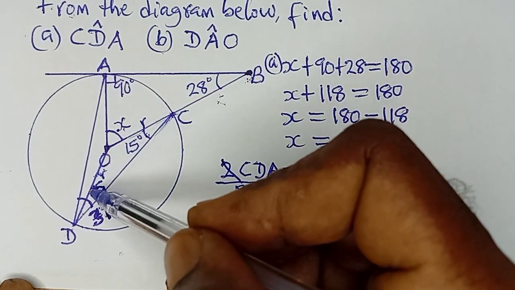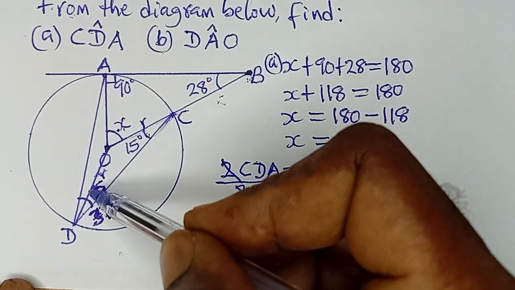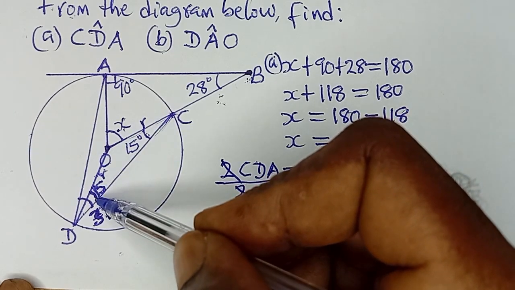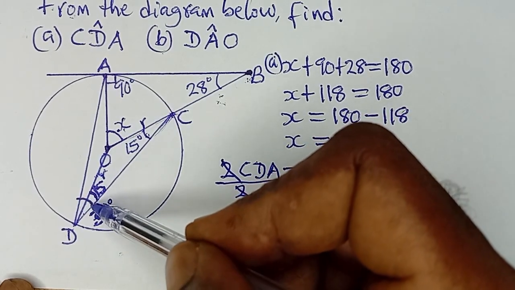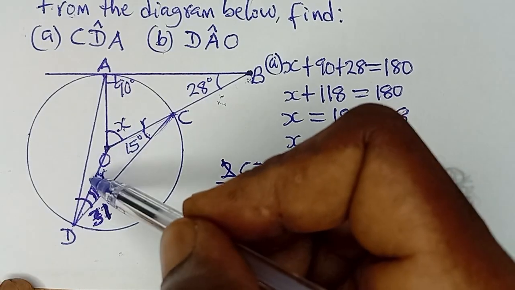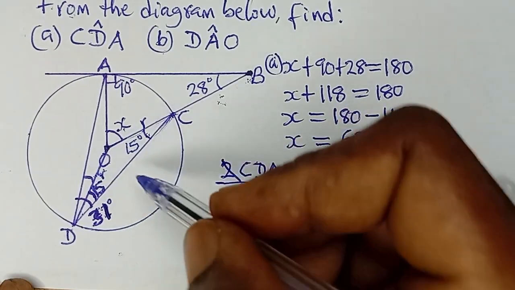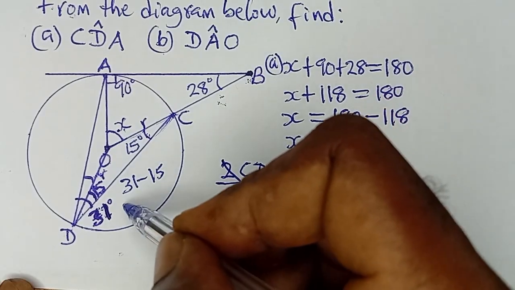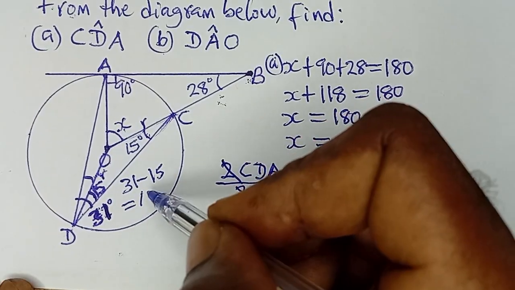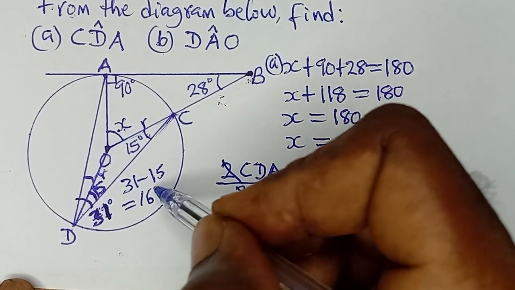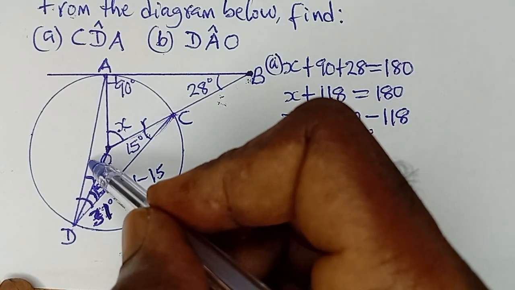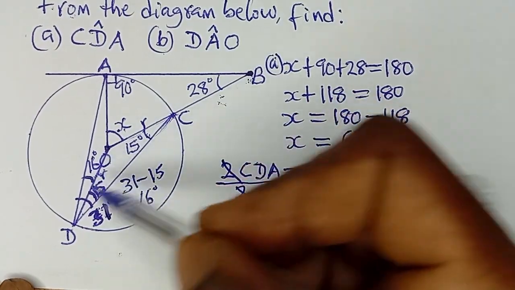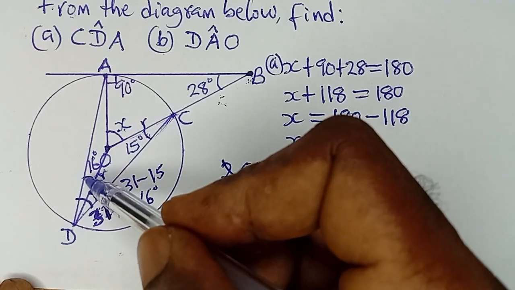Now we know a part of it as 15. So if a part of it is 15 and the whole of it is 31, that means this remaining part has to be 31 minus 15. And 31 minus 15 is 16. So this angle here is 16 degrees, this remaining angle.